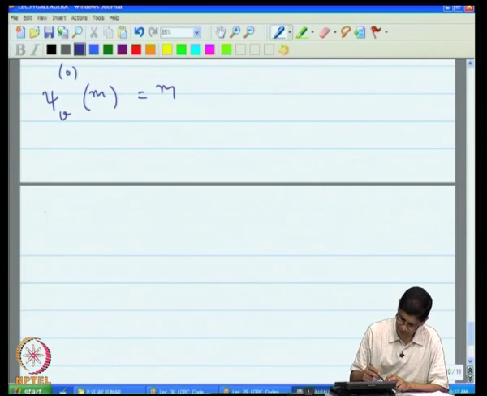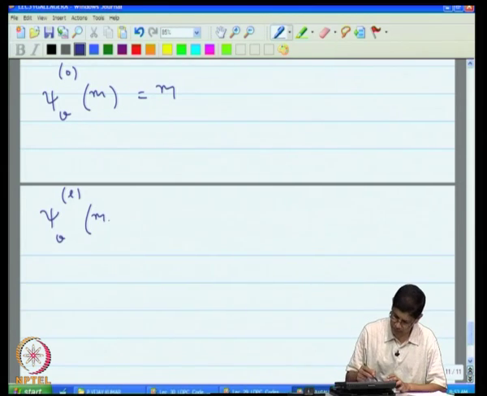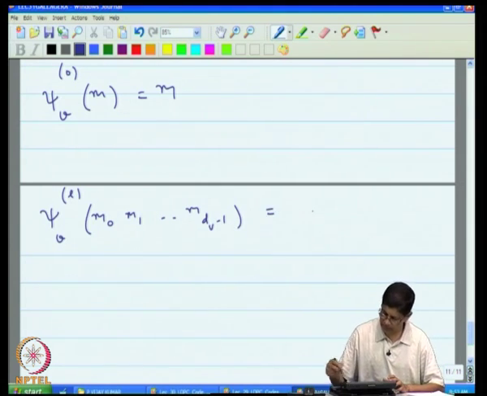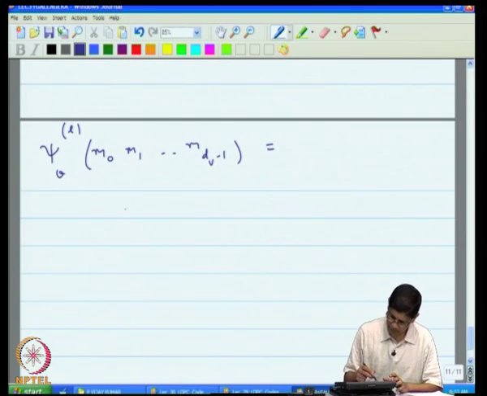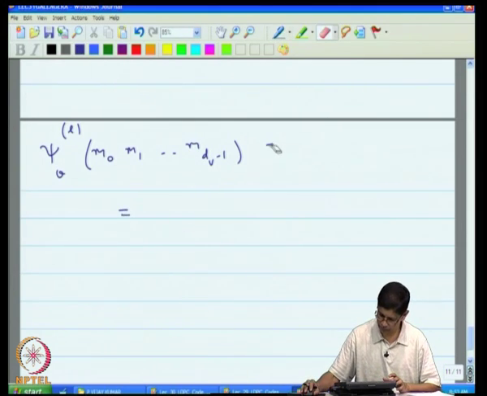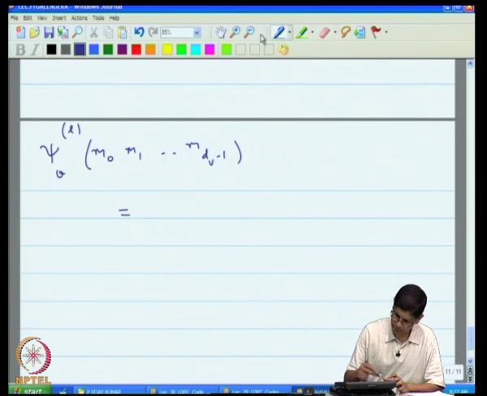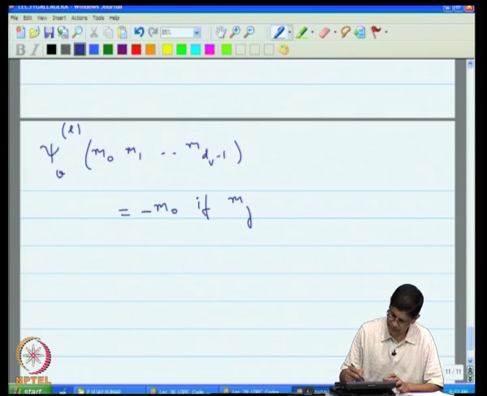Thereafter, psi sub v of L of m0, m1, up to m dv minus 1, is equal to minus m0 if mj equal to minus m0 for all j, and it is equal to m0 else.